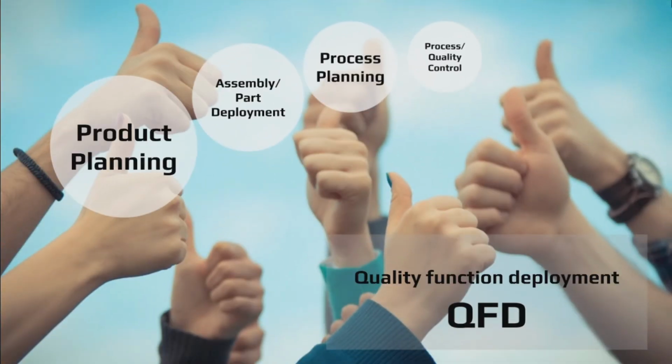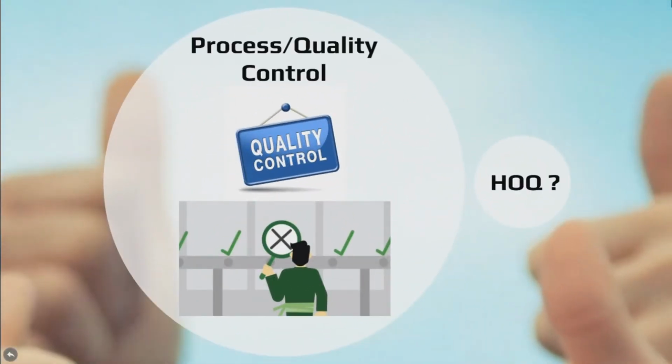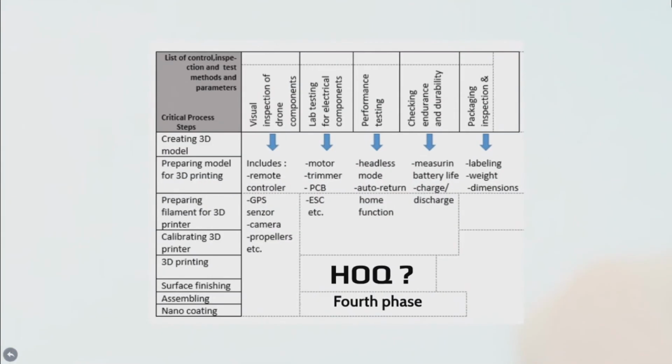The last phase of quality function deployment is called process or quality control. In this phase, we have established process control methods as well as inspection and test methods. As you can see, we have determined a few control, inspection and test methods like visual inspection of drone components, lab testing for electronic components, performance testing, checking endurance and durability, and packaging inspection and testing.